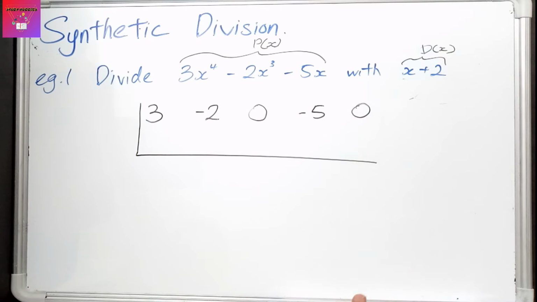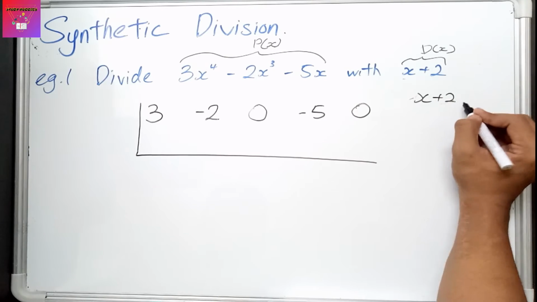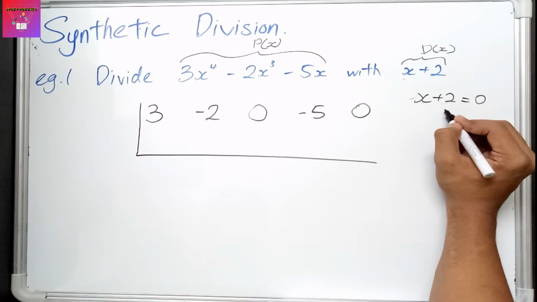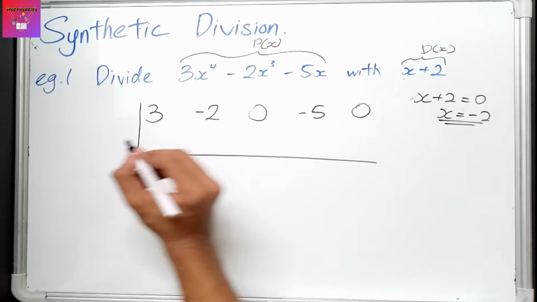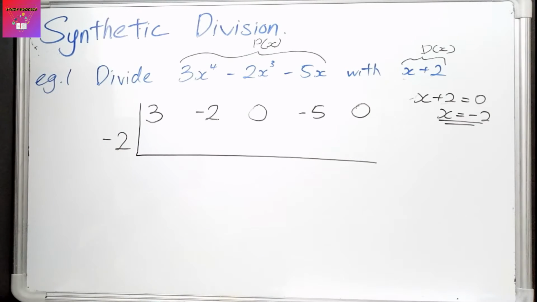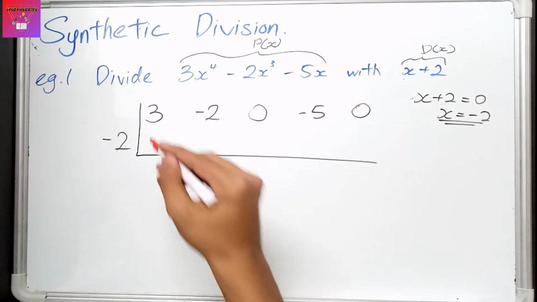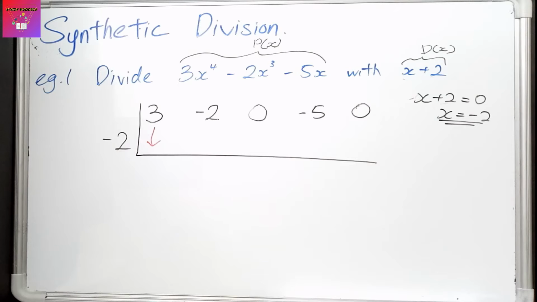After you've listed it down, from the divisor, which is x plus 2, find the value of x. In this case, x is equal to negative 2. You take the value of negative 2 and you write it over here. Now, first of all, we are going to bring the first number, 3, to the bottom of this line. So I'm just going to write down number 3 there again.